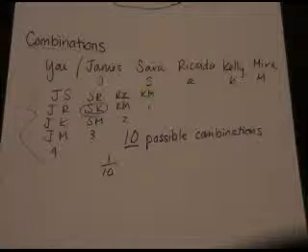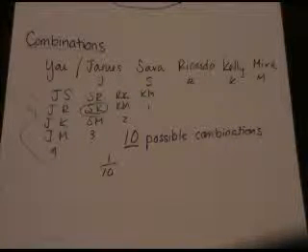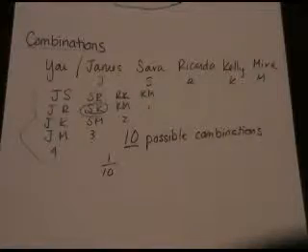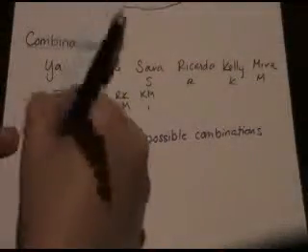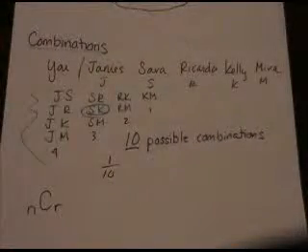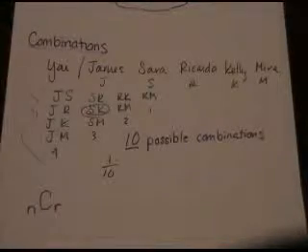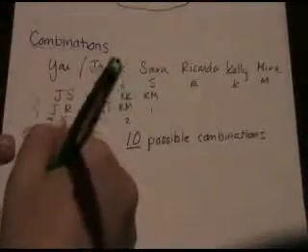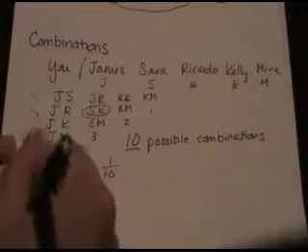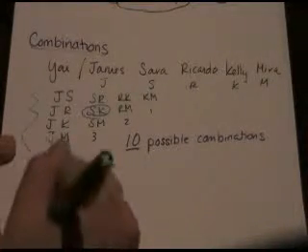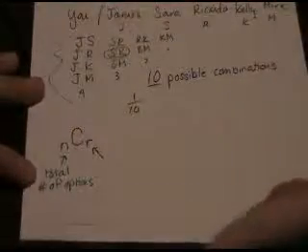So, we have a special formula for combinations. Here is what it looks like. There's a little n, big C, little r. I like to read it as n choose r. The C stands for combinations. That's an easy one to remember. The n stands for the total number of options. And the r stands for how many you're picking.